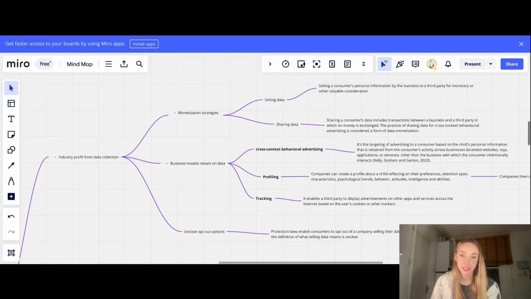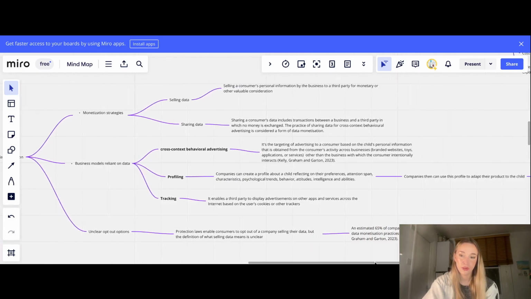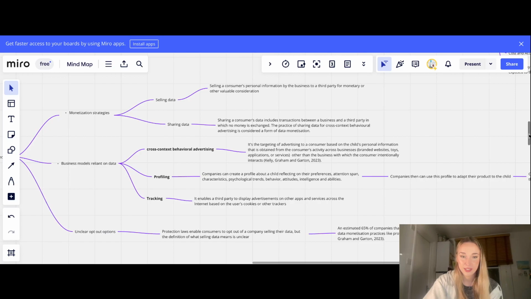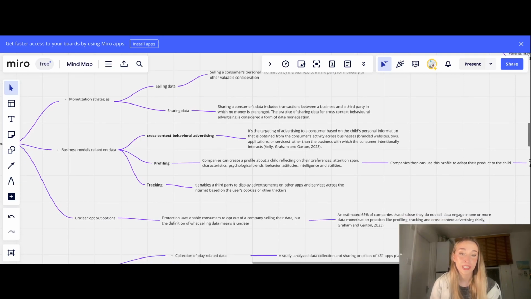Sharing a consumer's data includes transactions between a business and a third party in which no money is exchanged, but it's considered a form of data monetization because it could be exchanged for other valuable information or resources. There are business models that rely on data and data sharing. So there's cross-context behavioral advertising. We all know it, unfortunately. Whenever you mention something, it seems like your phone can show you an advertisement of what you have mentioned.